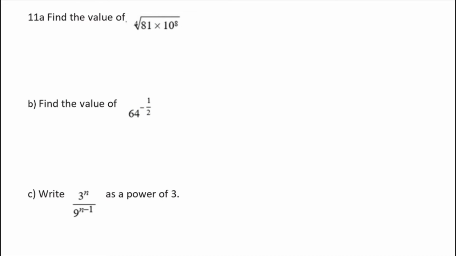Question 11a. Find the value of the fourth root of 81 times 10 to the 8. Right, now first off, if you remember, finding the fourth root of something is the same thing as raising something to the power of a quarter. It's a fractional index, isn't it? So power quarter is the same thing as the fourth root. Now, powers like this over brackets are distributive over multiplication, so I can distribute that power quarter to each of those two things separately. That's the same thing as 81 to the power of a quarter times 10 to the 8 raised to the power of a quarter.